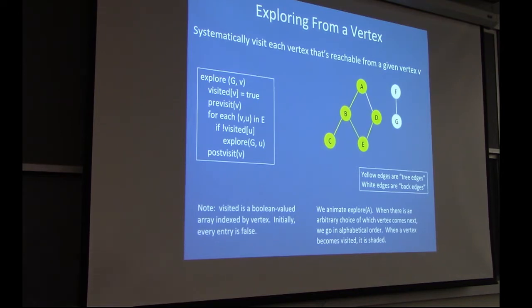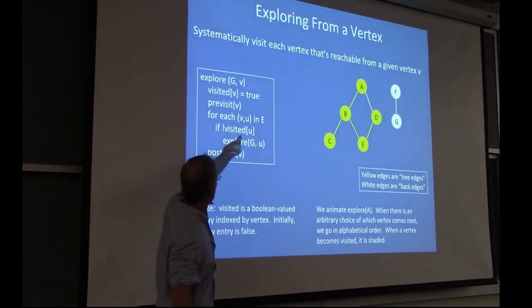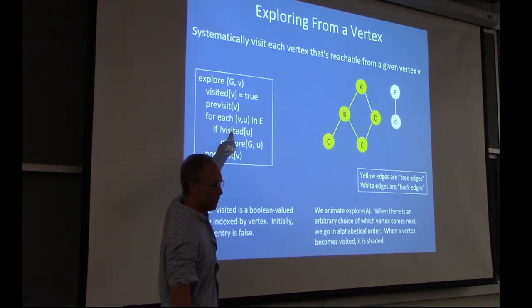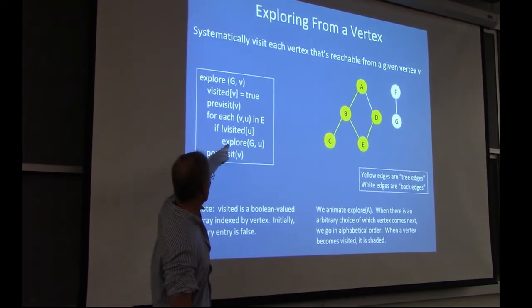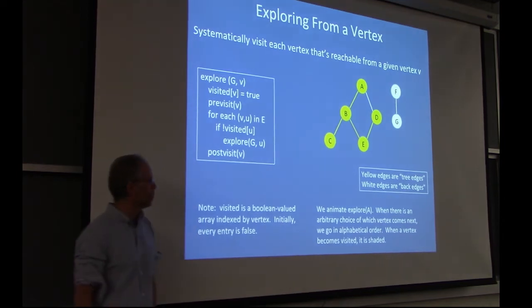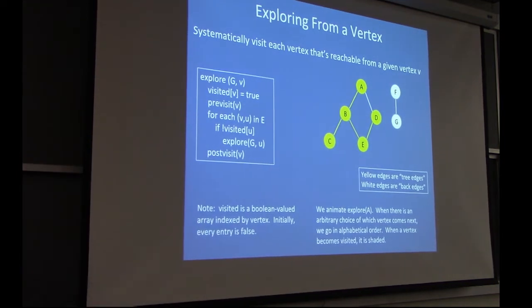Yeah? For the back edge, how come we didn't use A to D? I thought if you would go back up to A, it would try to go to D? It would try to go to D, but it will find out that D has been visited, so it'll skip the call. I colored it yellow when we actually made the call, when we did the explore. Any other questions?